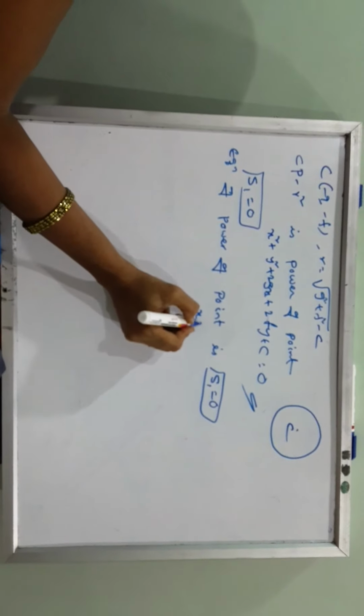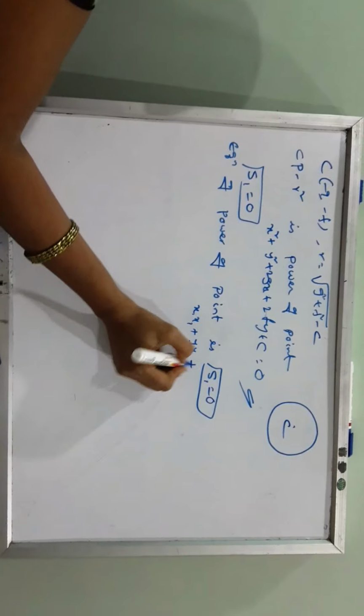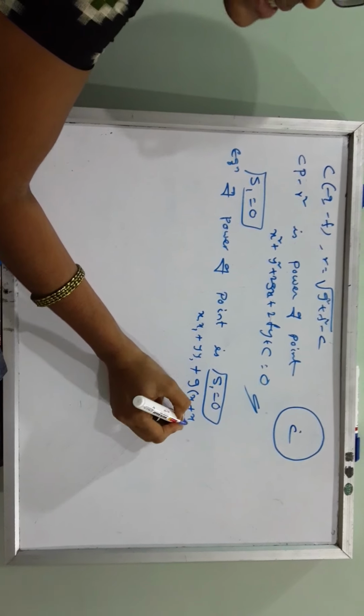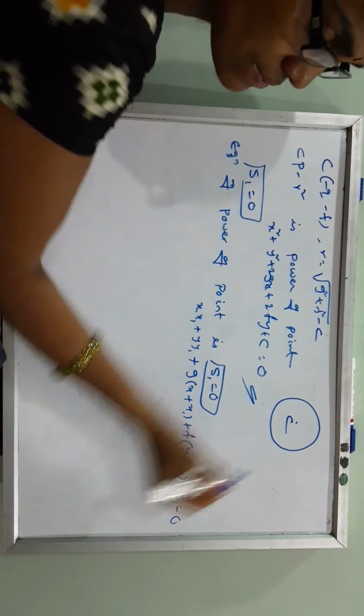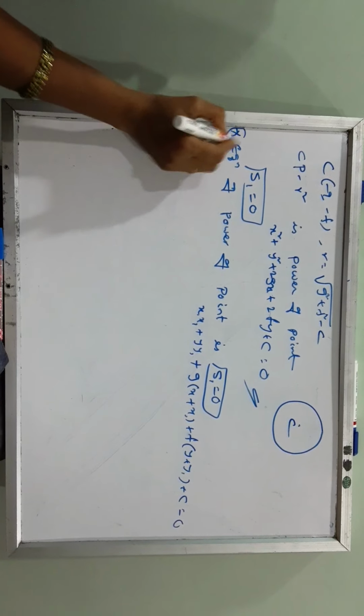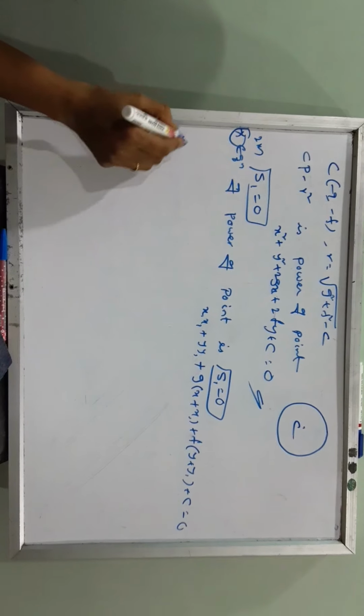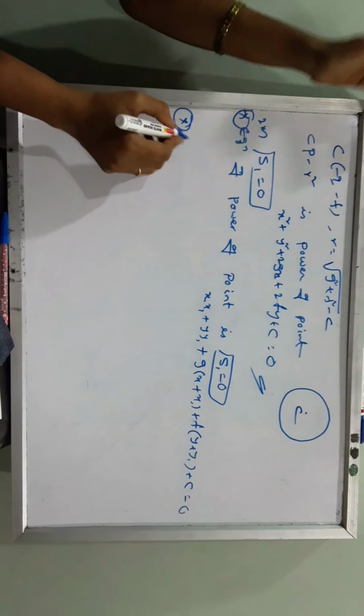S1 is nothing but xx1 plus yy1 plus g(x plus x1) plus f(y plus y1) plus c is equal to 0. This is important for 2 marks. The next one is equation of tangent.